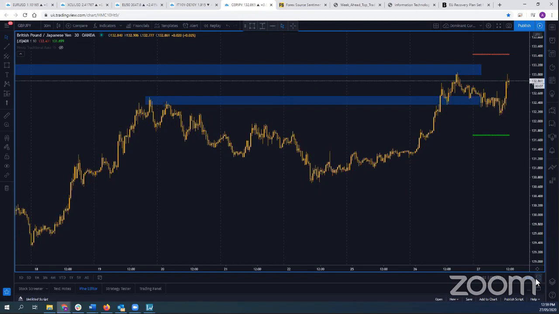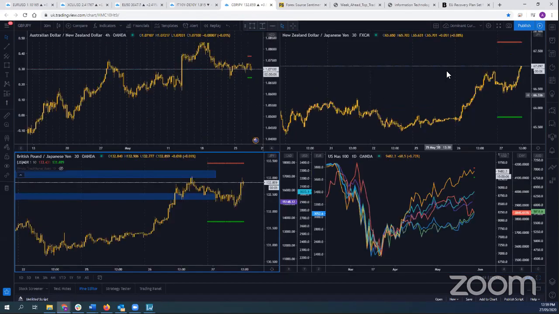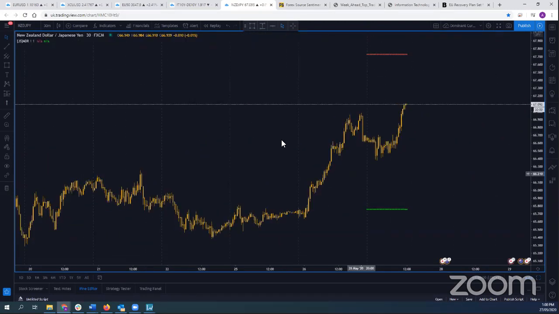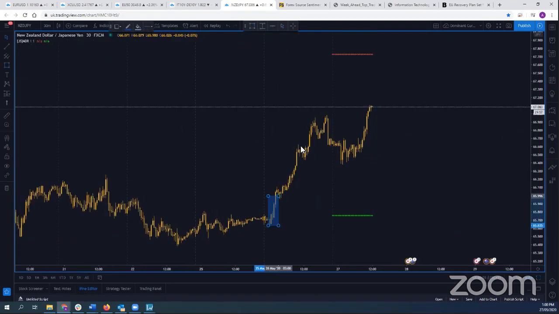Now, sometimes you might miss a pullback where the market just continued upside. I think the Aussie yen was a good example. I think it just went up and up and up. Even the Kiwi yen was a good example yesterday. So there was just no opportunity for you to get in from a pullback on any of that move to the upside. And that is going to happen. Sometimes you're not going to get that pullback.